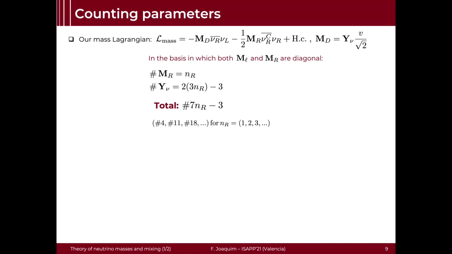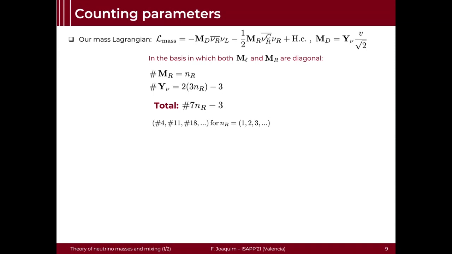Let me go to the case in which M_L and M_R are diagonal. I can always diagonalize both these matrices independently. In M_R, I will have the N_R heavy neutrino masses, or the N_R heavy eigenstates. And for Y_ν, I will have 3 times N_R times 2 parameters, because they are complex in general. I can remove 3 phases, and in total, I will have 7 N_R minus 3.